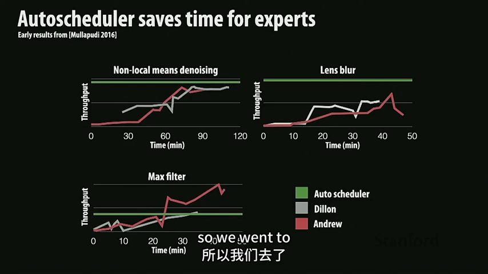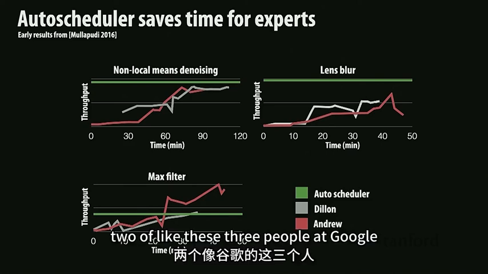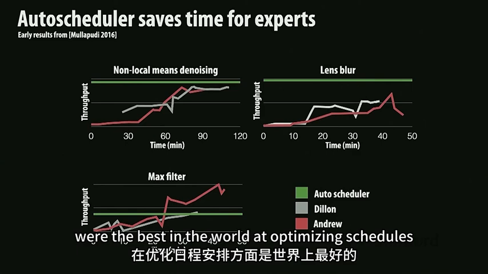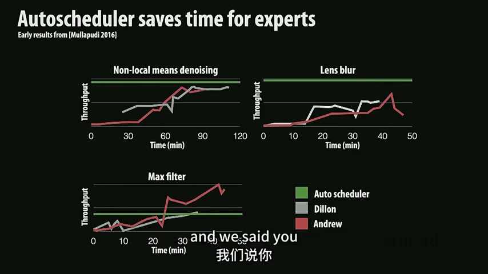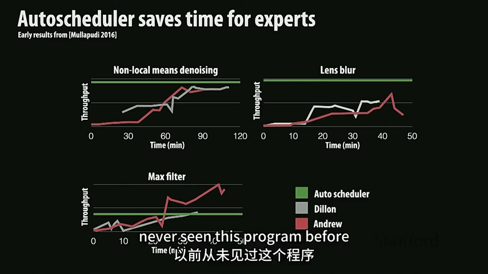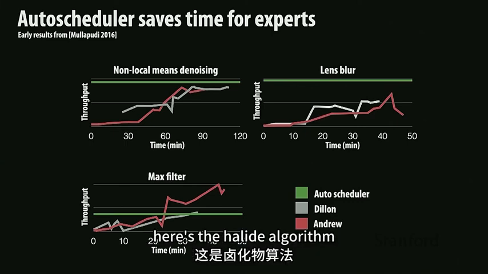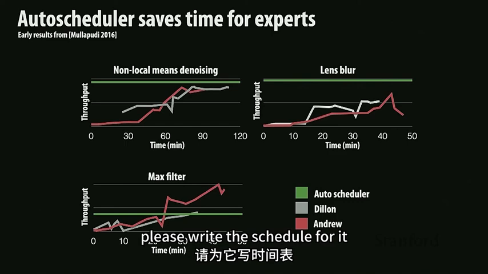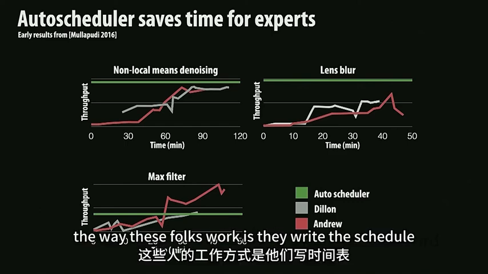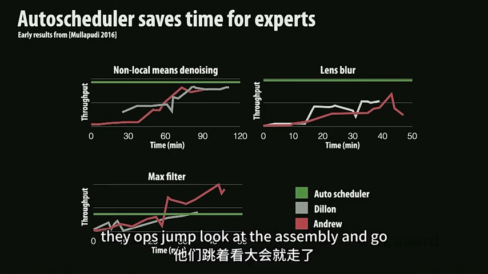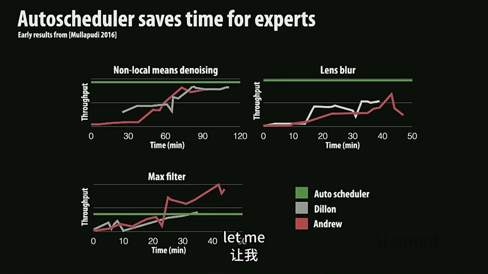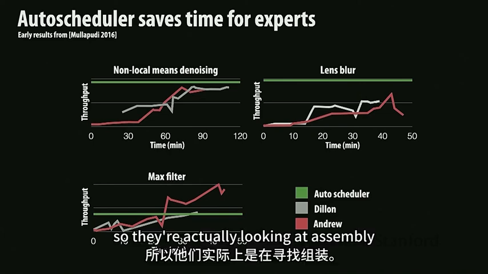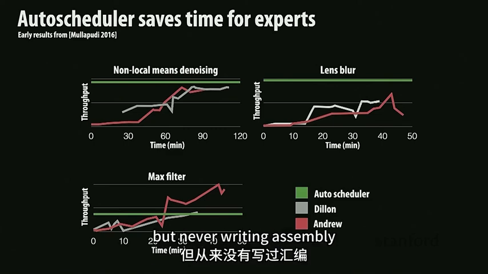So we went to 2 of these 3 people at Google that were the best in the world at optimizing schedules. And we said, you've never seen this program before. Here's the Halide algorithm. Please write the schedule for it. And basically the way these folks work is they write the schedule, they objdump, look at the assembly, and go, yeah, that's not the right assembly. So they're actually looking at assembly, but never writing assembly.